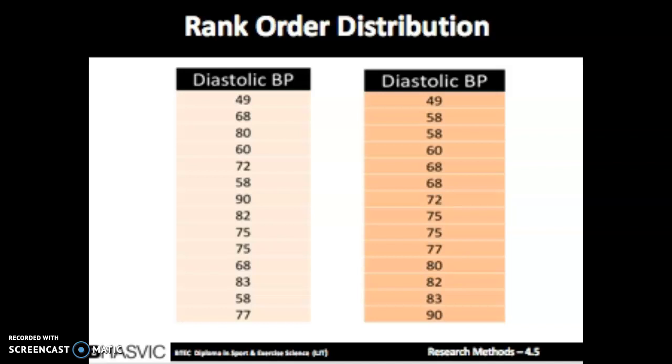Rank order distribution. Rank order distribution puts the data in order of any rank that has been chosen by the researcher.